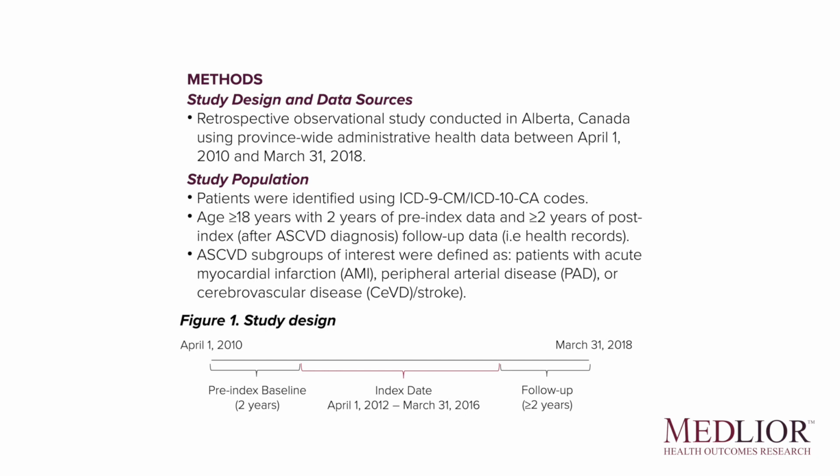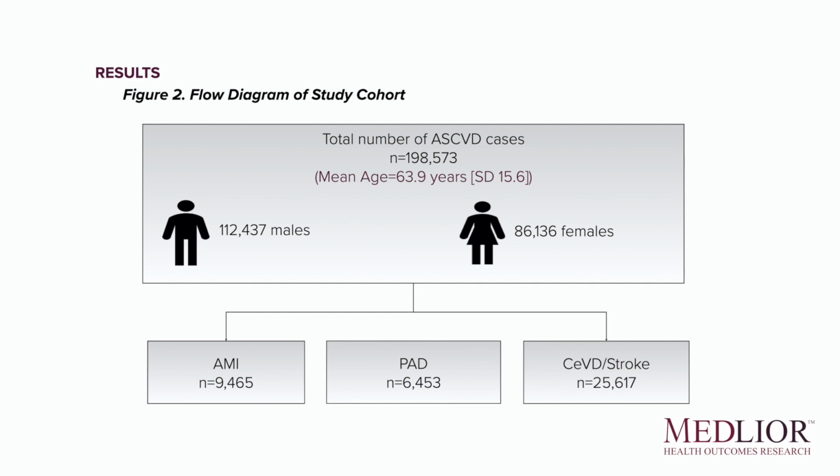Patients were identified with ASCVD using ICD-9-CM and ICD-10-CA codes from published algorithms. Diagnosis conditions of ASCVD that were subgroups of interest included patients with acute myocardial infarction, peripheral arterial disease, or cerebrovascular disease. We identified 198,573 patients with ASCVD in Alberta, Canada. Of these, 9,465 were categorized as having acute myocardial infarction, 6,453 had peripheral arterial disease, and 25,617 had cerebrovascular disease, or stroke, as their ASCVD diagnosis condition.